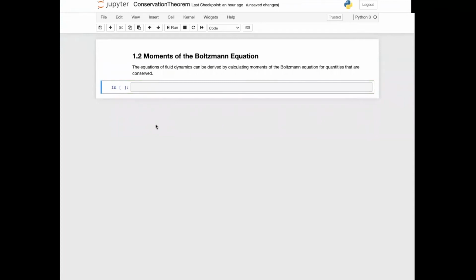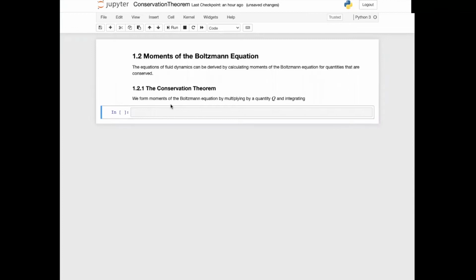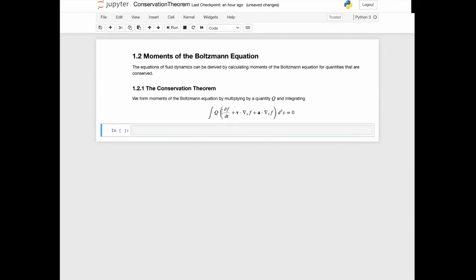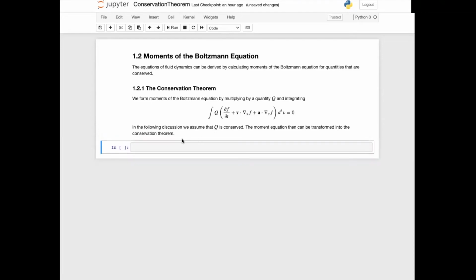Equations of fluid dynamics can be derived by calculating moments of the Boltzmann equation for quantities that are conserved. We form moments of the Boltzmann equation by multiplying by a quantity q and integrating it in velocity. So that's the Boltzmann equation here in parentheses, multiplied by q and integrated in velocity. In the following discussion, we're going to assume that q is conserved. Then the moment equation can be transformed into the conservation theorem, as we're going to show.